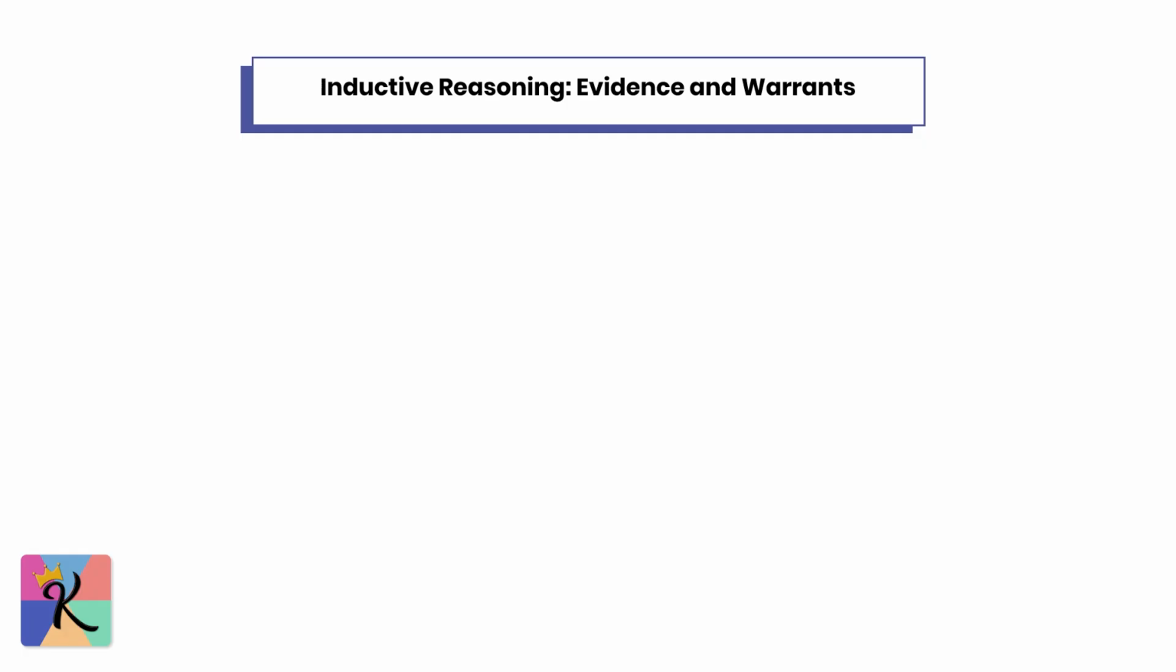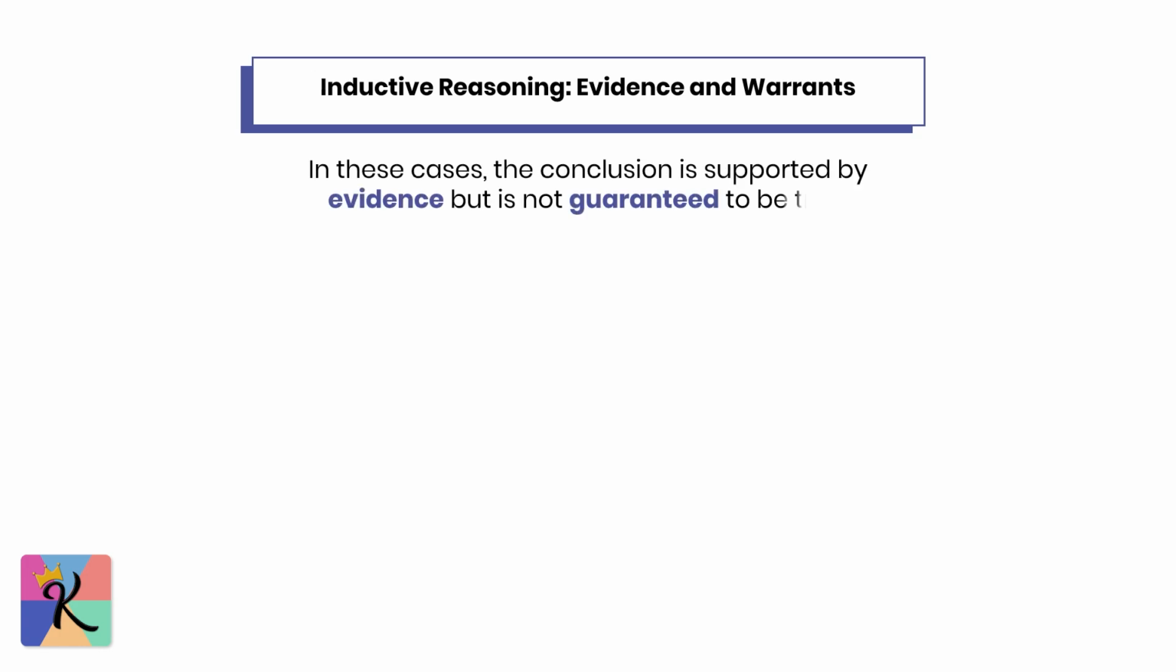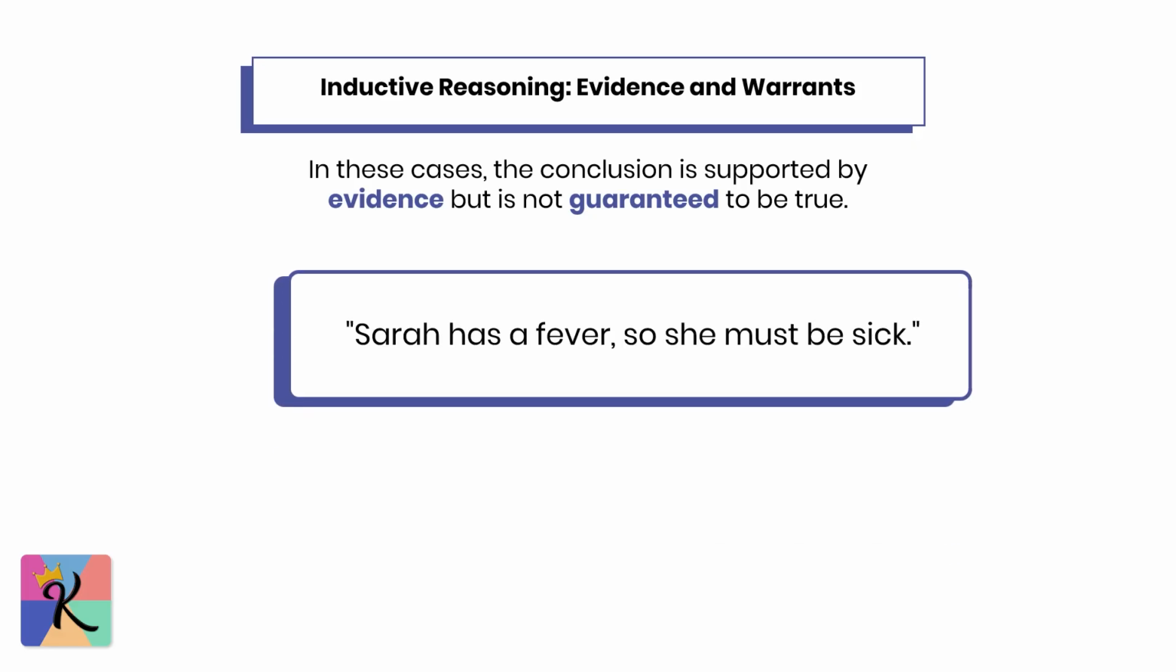Moving on to inductive reasoning, evidence, and warrants. Now, let's discuss inductive reasoning, where you draw conclusions based on evidence. In these cases, the conclusion is supported by evidence but is not guaranteed to be true. For example, Sarah has a fever, so she must be sick. Here, the evidence is Sarah's fever, and the conclusion is that she's sick. But there's a catch. The evidence doesn't guarantee the conclusion. There could be other reasons for Sarah's fever, like physical exertion or an allergic reaction.